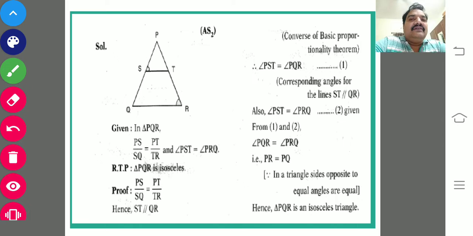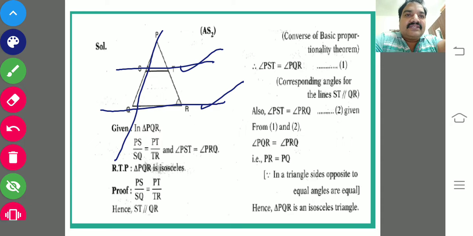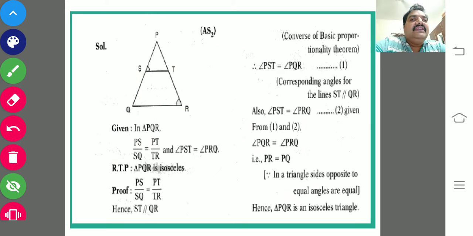After taking these two as parallel lines, and this is a transversal, you can say that this angle equals this angle. This angle means angle PST, and this angle means angle PQR. Yes, these two should be equal. That is nothing but corresponding angles, since ST is parallel to QR.